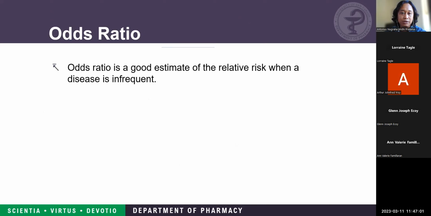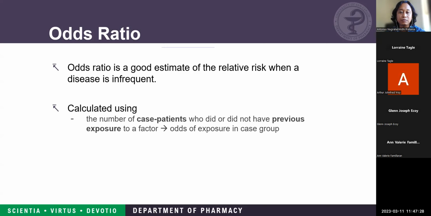So what is the odds ratio? The odds ratio is a good estimate of the relative risk when a disease is infrequent. Relative risk, on the other hand, will be the main result of cohort studies. In this one, we use the odds ratio, and it suits when the disease is infrequent or we use a small number of samples.